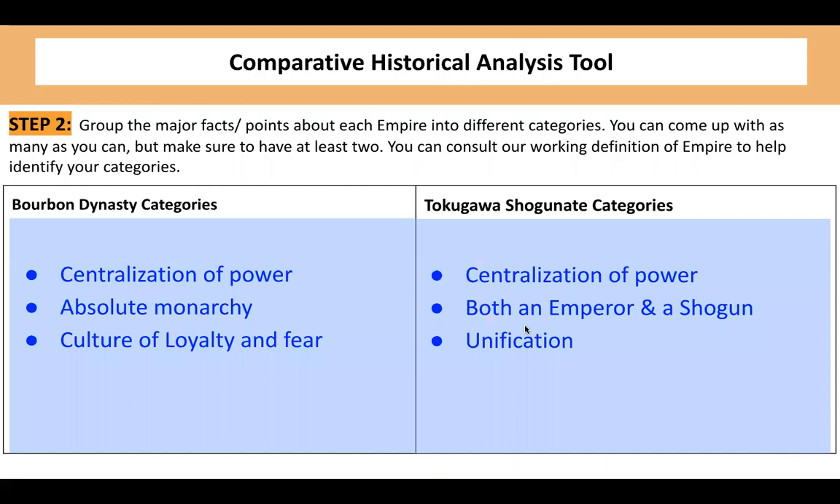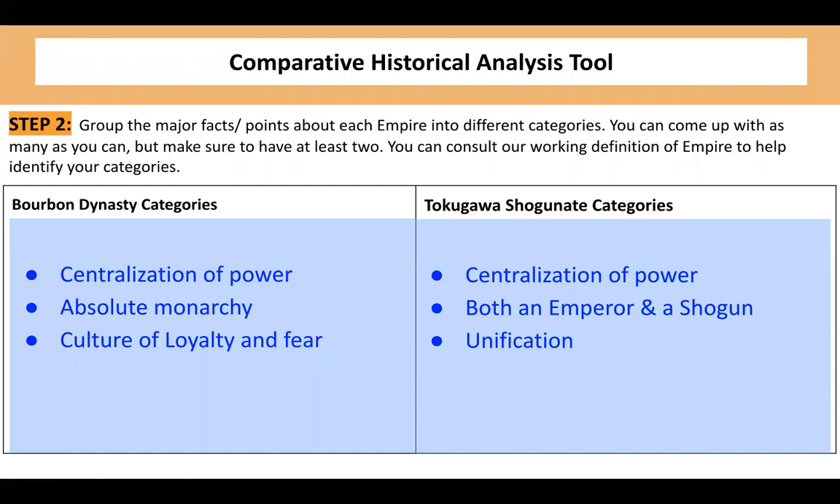So I will also now show you what I have, and I'll explain part of why I did this. So I saw centralization of power as definitely a key cornerstone for both of them. So I did put that down. I did notice that there's absolute monarchy in the Bourbon dynasty, and I kind of wanted to write the shared power between the emperor and the shogun. And then I saw there was a culture of loyalty and fear. There are a couple of things I could group into there. And then I saw the unification as a major theme for the Tokugawa shogunate because it's all in a way for how Tokugawa really consolidated his power as well.